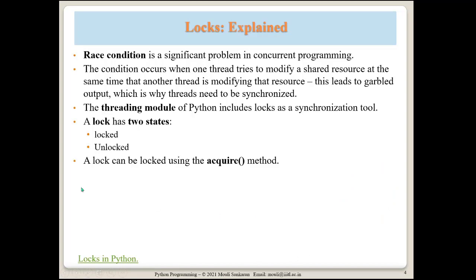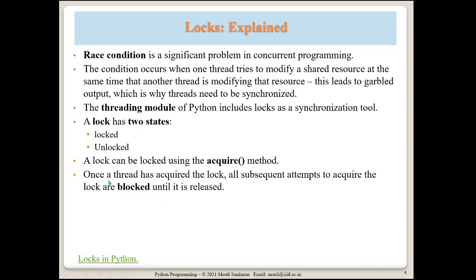Now a lock can be locked using the acquire method. You need to acquire it, and then once a thread has acquired the lock, all subsequent attempts to acquire the lock are blocked. So when a particular thread has acquired the lock, if T1, T2, T3 try to acquire, they will be blocked. That means they will not go further. They will be woken up only if the lock is available. Till then they will be blocked. Remember that they won't be able to come further.